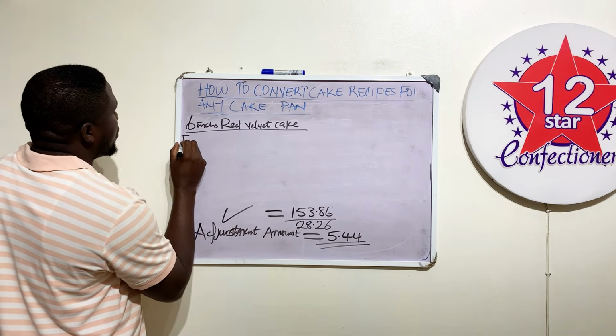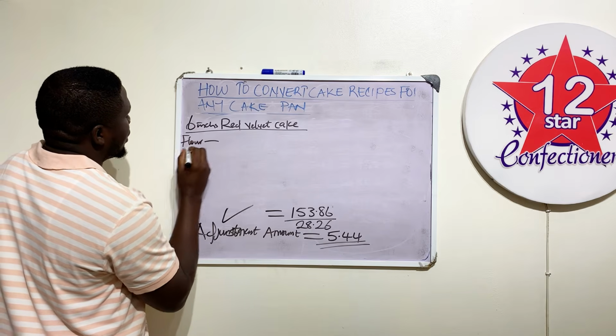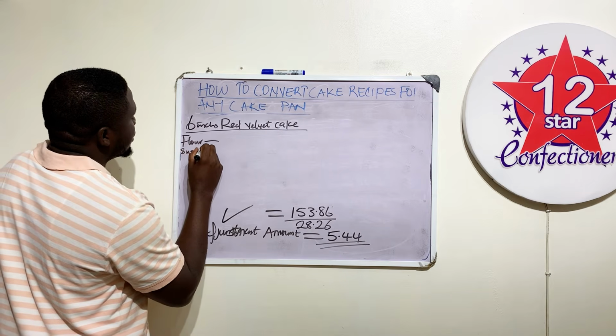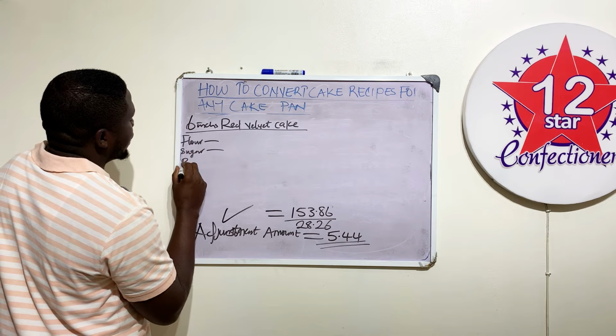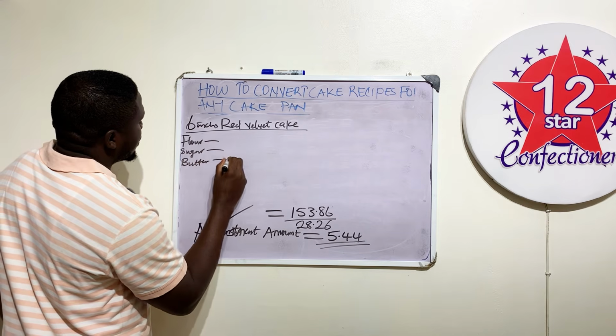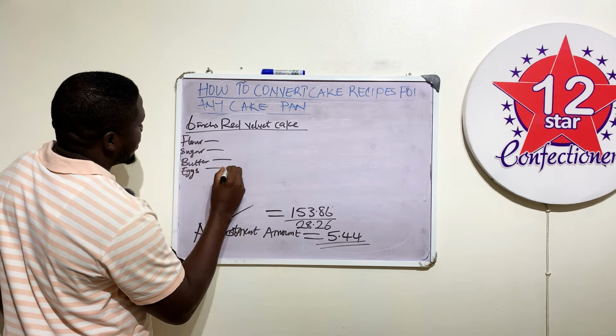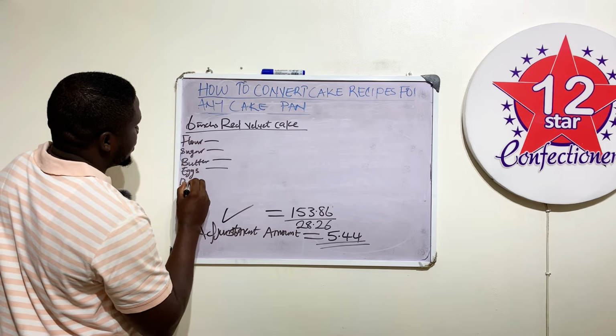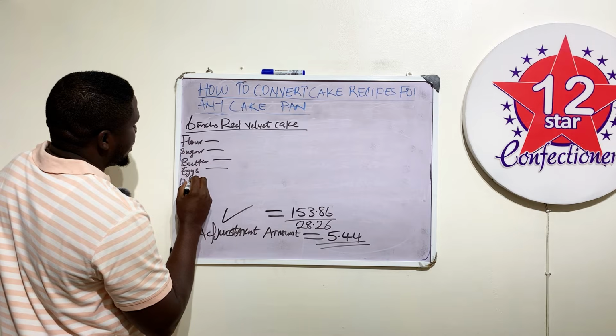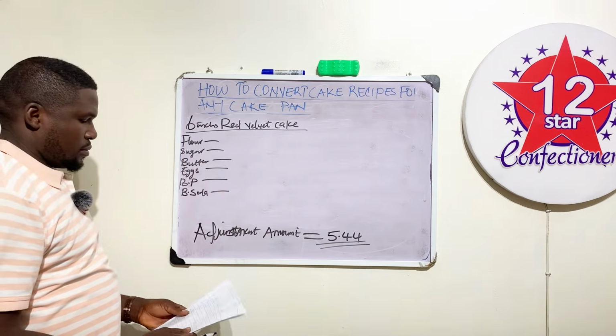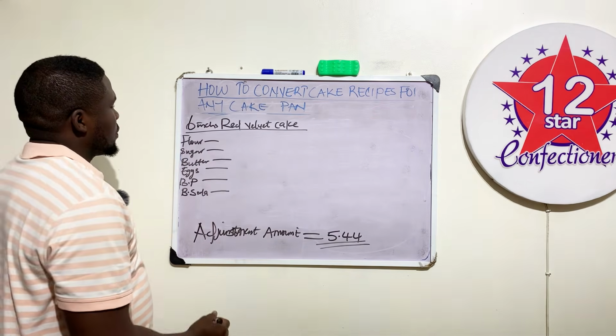So I have flour. Okay, you said flour. I have sugar. I have what? Butter. I have eggs. I have baking powder. Red velvet color, baking powder, baking soda. Okay. Flour 250 grams.